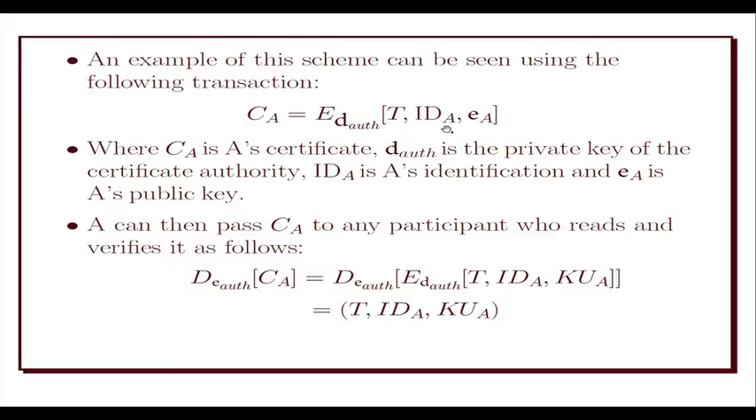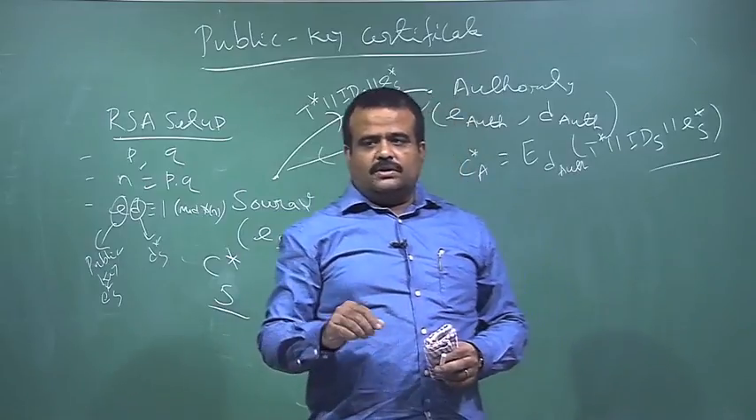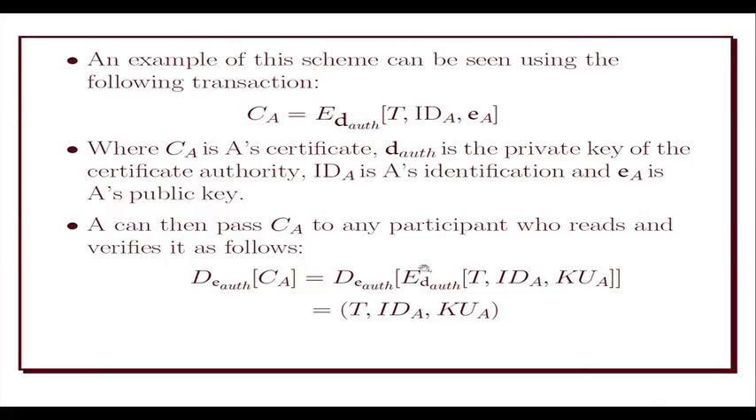So, this is the timestamp, this is the ID of A, this is the public key, and this is digitally signed by the authority. This CA is the certificate of A, and D auth is the private key of the authority. So, the authority is digitally signing this message, which contains the timestamp, ID and public key of the participant. Then this can be verified the way we have discussed. This is the public key of the authority, which is public, so anybody can have access to it. He or she will take this public key, decrypt the certificate of A, and check whether the timestamp and ID are okay, and get the public key.